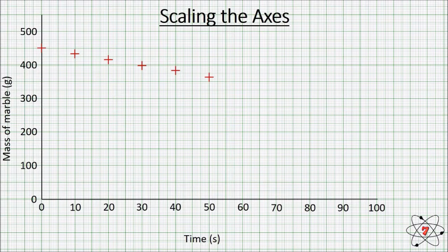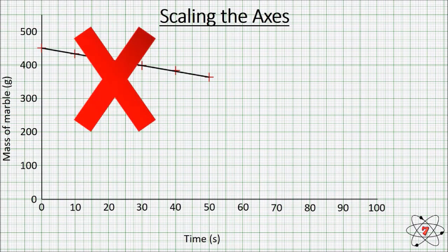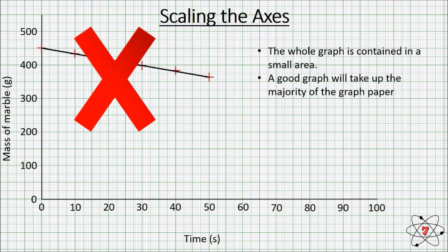We can also see that the starting mass of marble was about 450 grams, and the end mass was about 360 grams. This whole graph only takes up a quarter of the graph paper. So this is not particularly good. The whole of the graph is contained within a small area. We do not want this. A good graph will take up the majority of the graph paper.